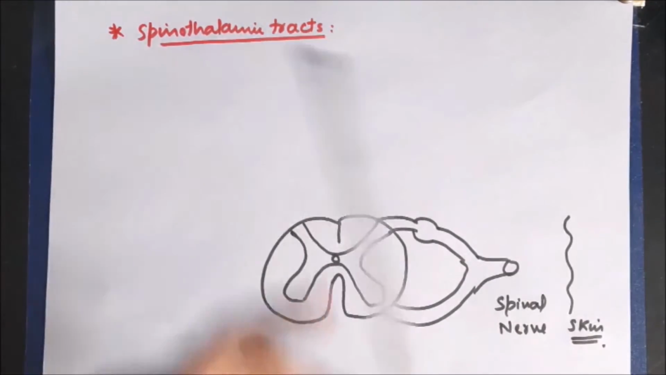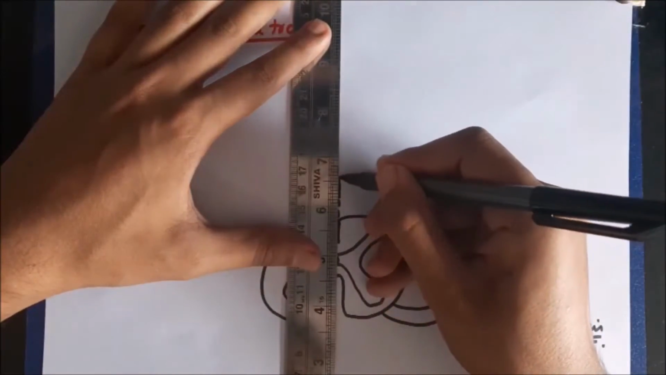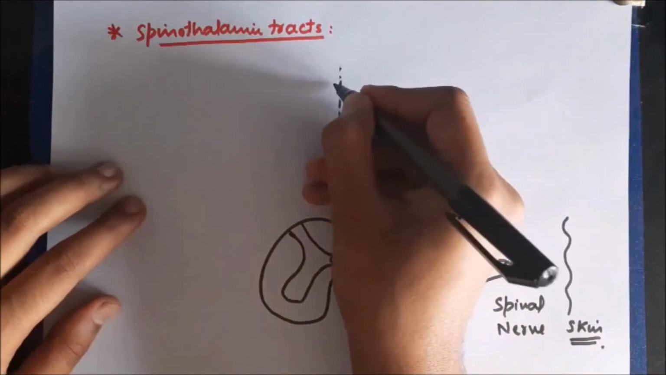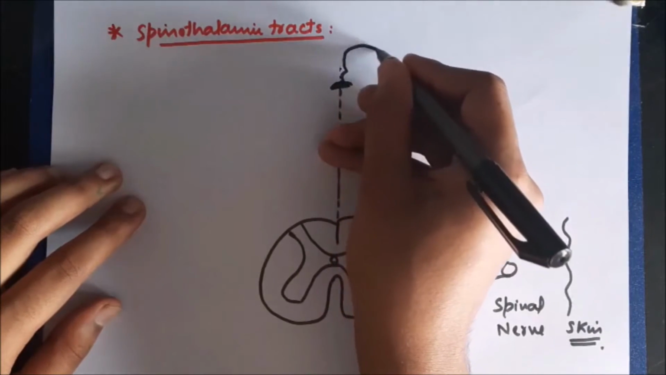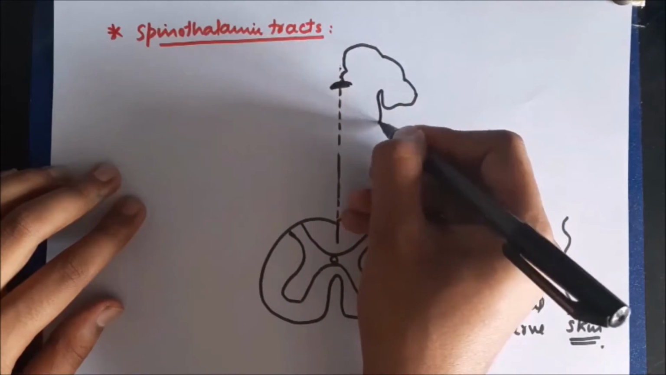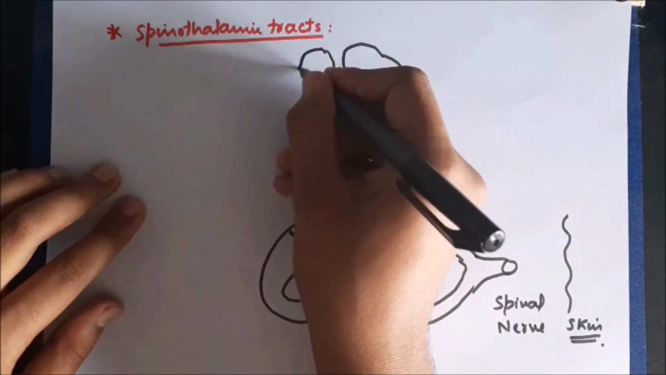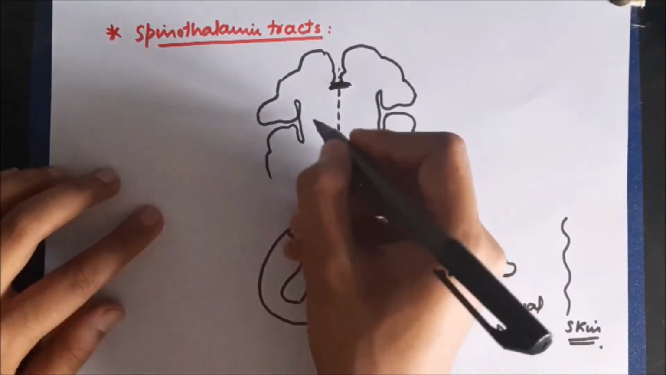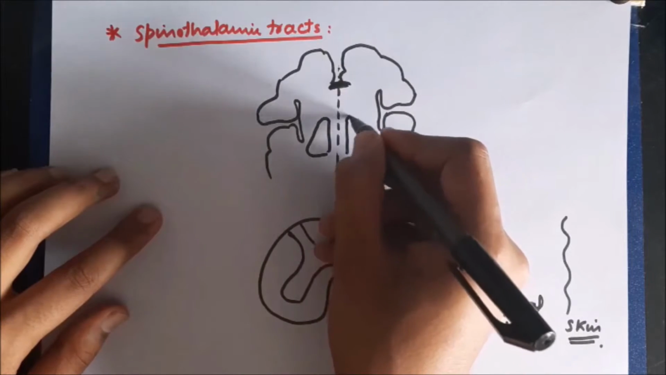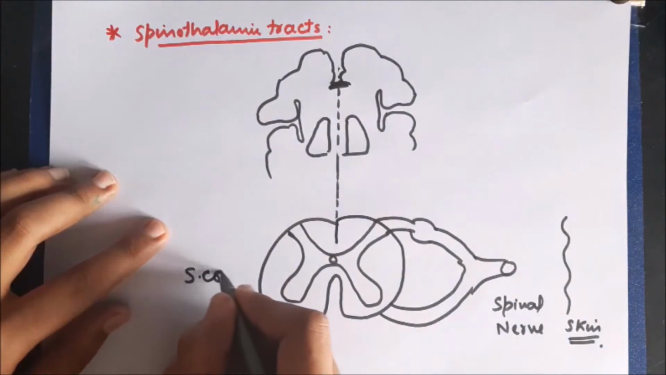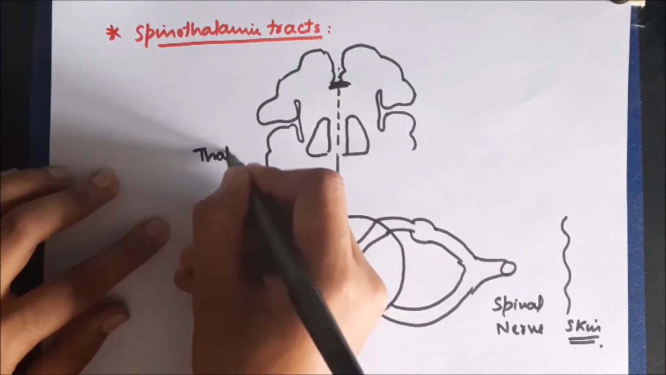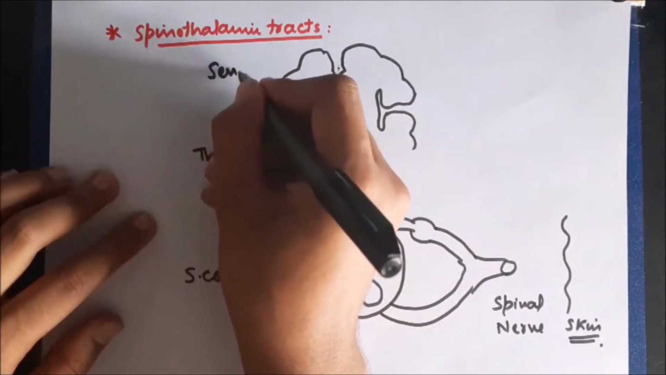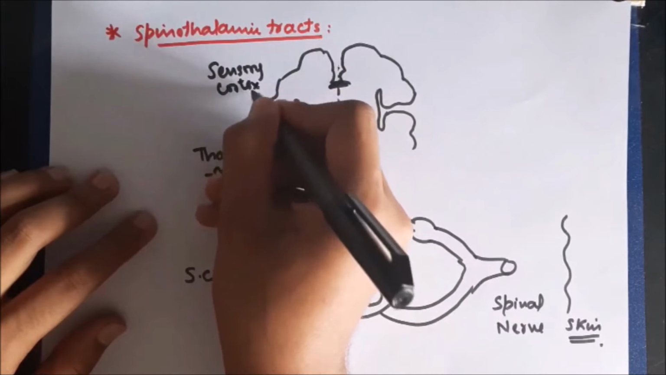Now above the spinal cord, first let us draw the midline. Now let us draw a coronal section passing through the post-central gyrus of the cerebrum, which shows the sensory cortex along with the thalami. So this is the cerebral cortex, this is the lateral sulcus, superior temporal gyrus, and these are the two thalami, the thalamus of one side and the thalamus of the other side. So this is the spinal cord, thalamus, and above this, the upper part is the sensory cortex.